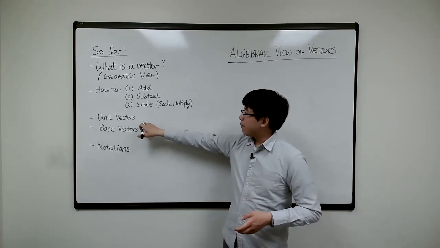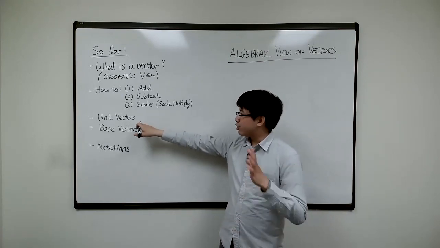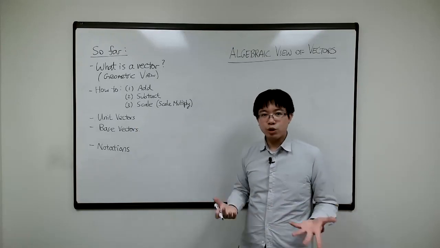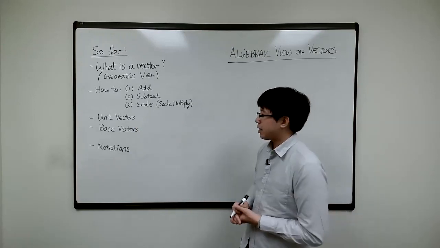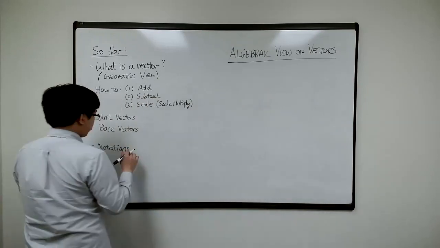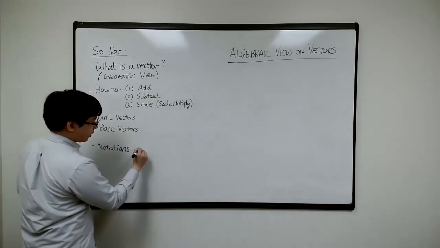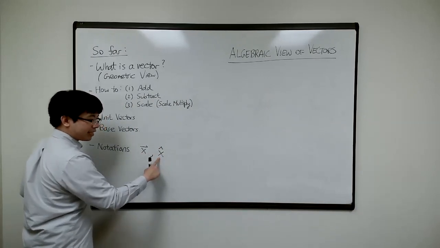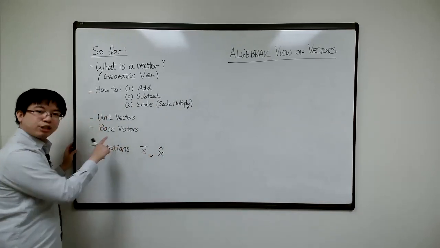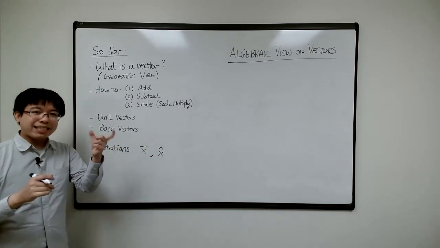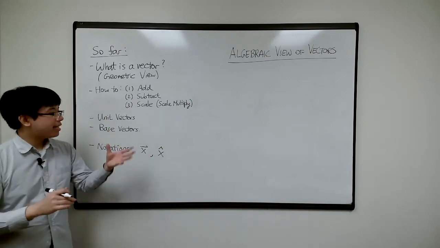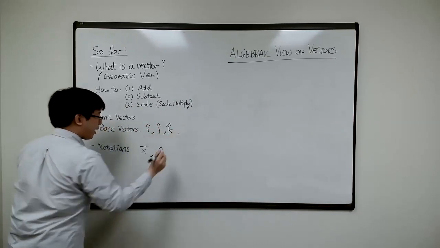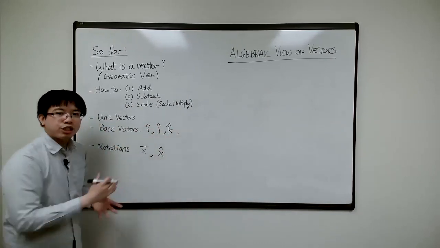We also introduced 2 new terms. What's a unit vector? It's basically a vector with unit length, 1 unit of length, and we use a notation for it. That's a vector that is specifically 1 unit long. And we've introduced base vectors, which are unit vectors that lie along the coordinates. So we've learned i, j, k. These are some of the notations we've learned.